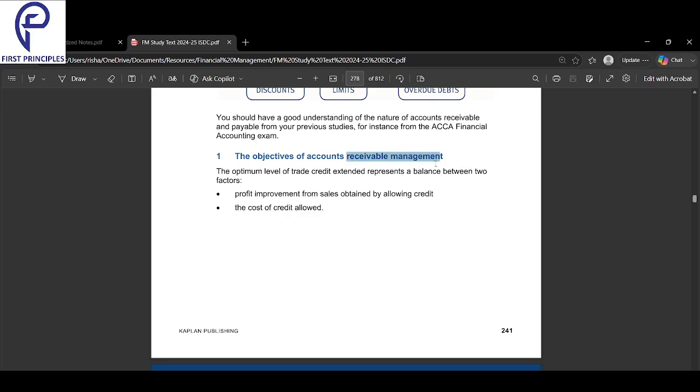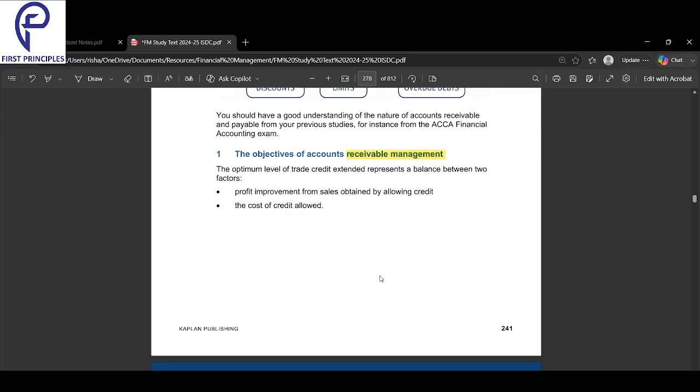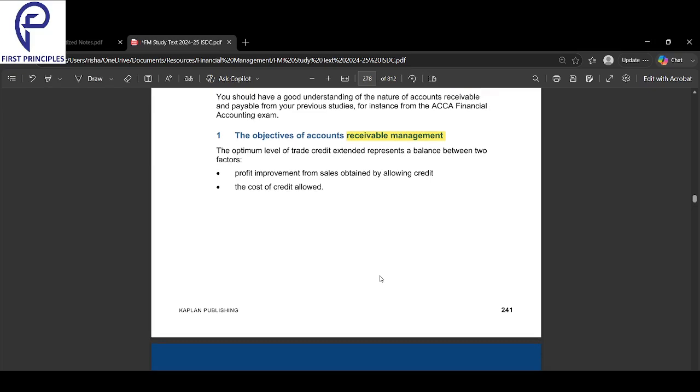We have to ensure that we give a good amount of credit, not too much, not too less, so that our business can prosper and customers also stay with us. They don't go off to other people. That is the objective of receivable management. So we have to balance it.